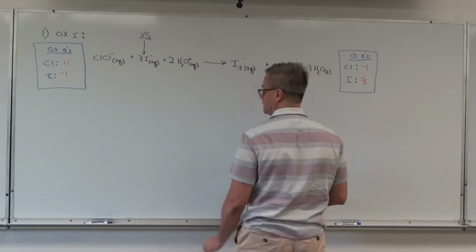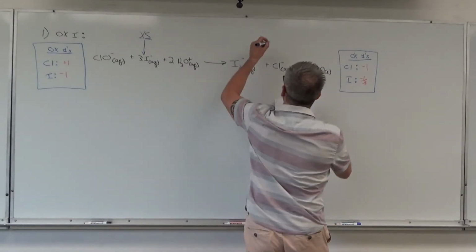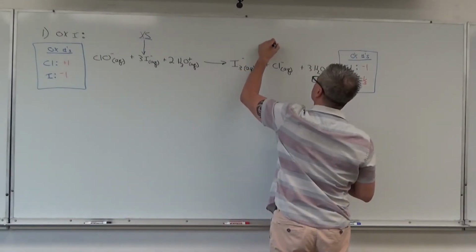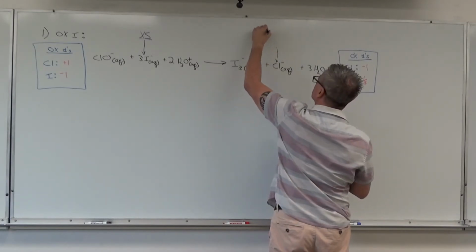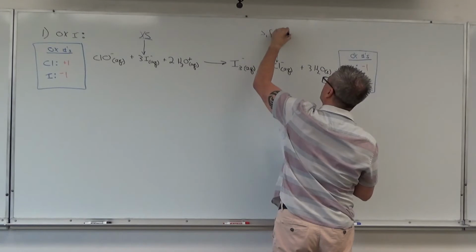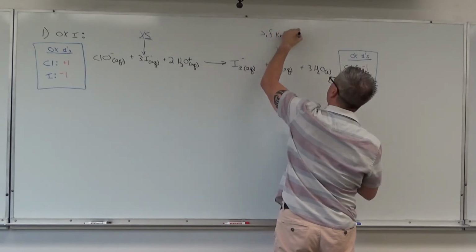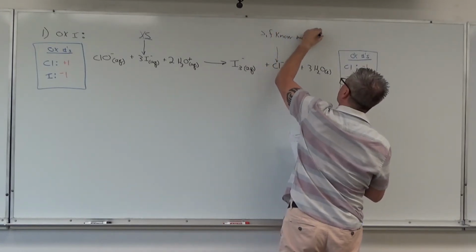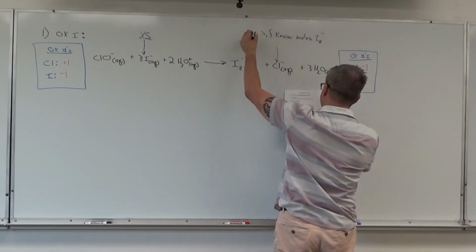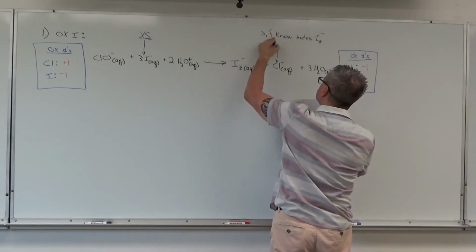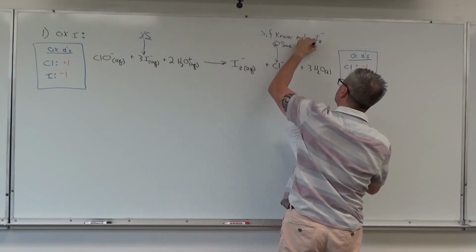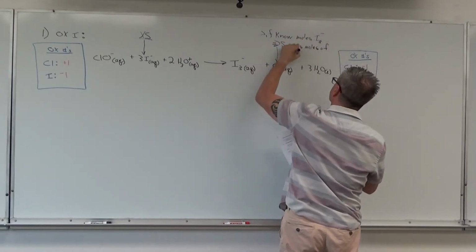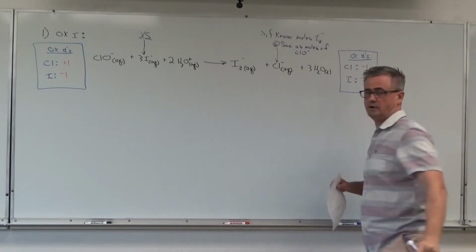I'll make a note here that if we know the moles of I3 minus, it's the same as the moles of hypochlorite.